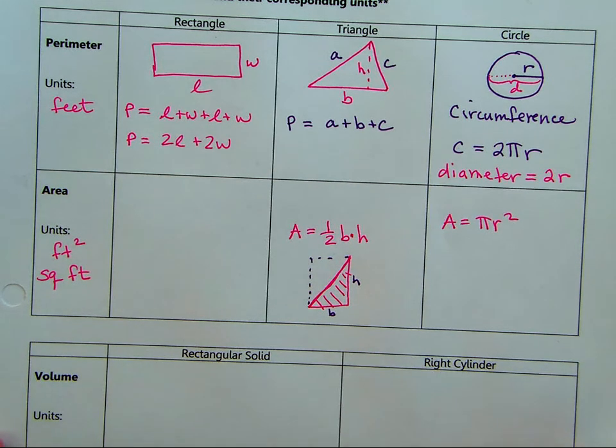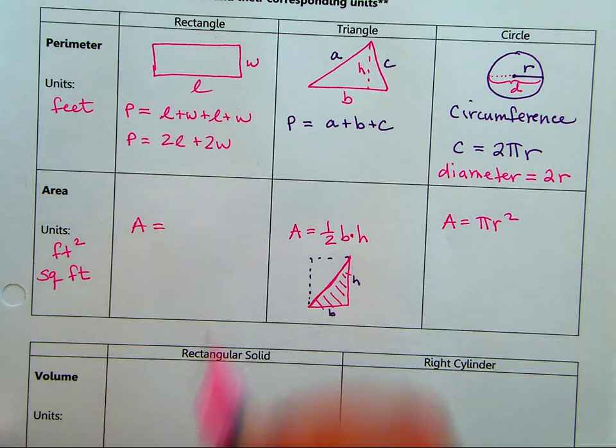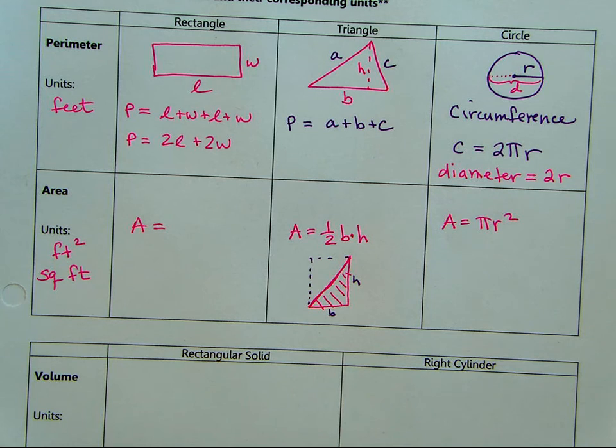Okay, and then the rectangle. We're back to L's and W's. L squared plus W squared? Close. Length times width. This is two-dimensional, so length times width. Yeah. Length times width.